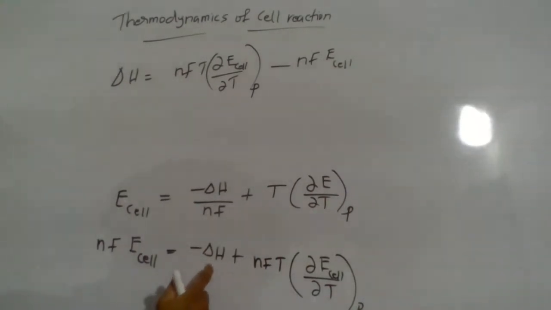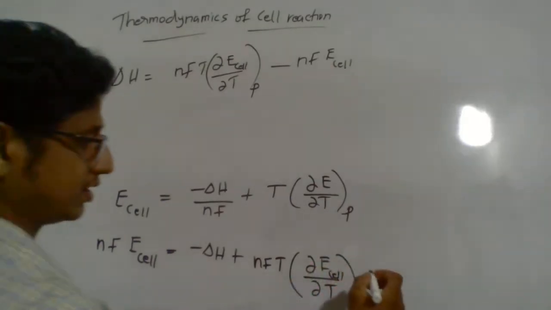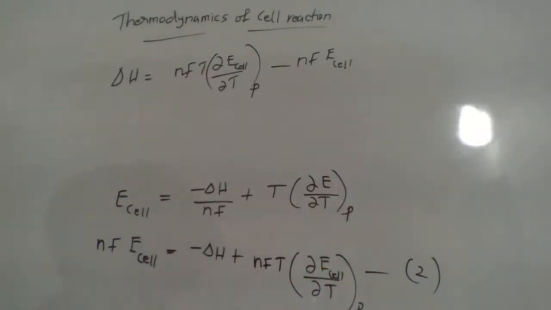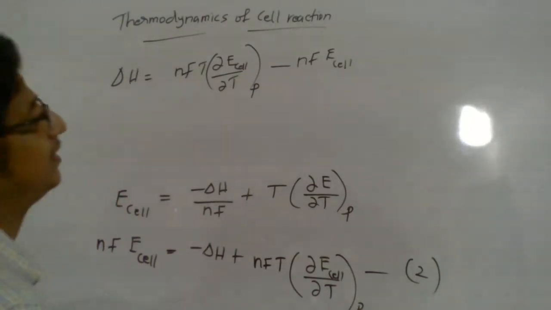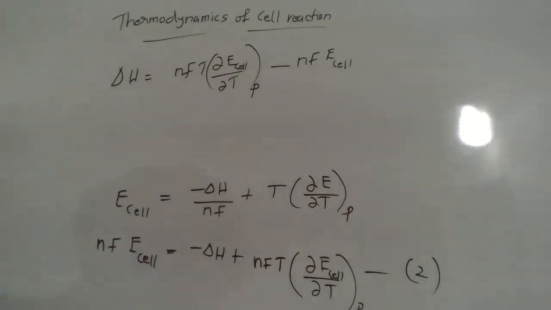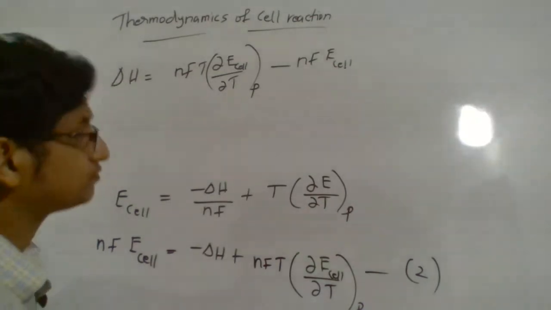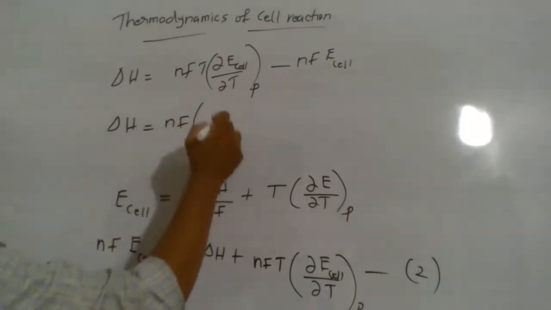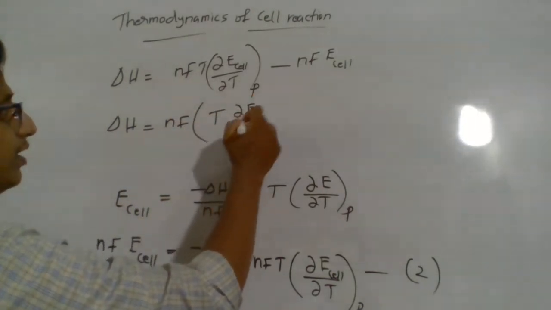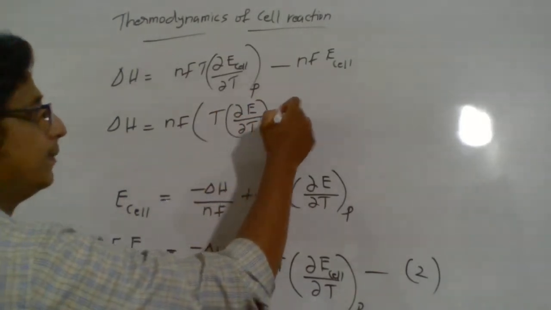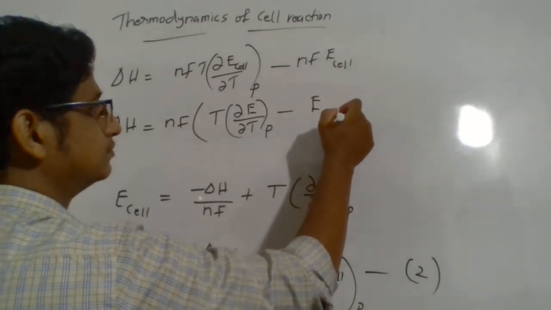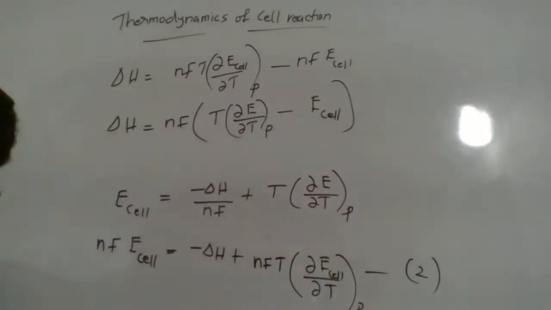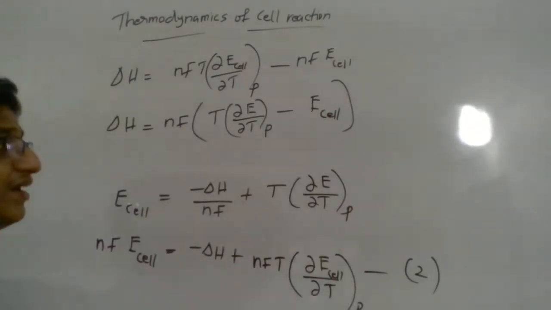Let us now have an equation for delta H from this equation. Let it be equation 2. So from equation 2 we have an equation for delta H. Delta H is equal to nF into T into dou E by dou T at constant P, minus nF E cell. Taking nF outside, delta H is equal to nF into T into dou E by dou T at constant P minus E cell. So this is the equation that you can remember to find delta H. Change in enthalpy is equal to nF into T into dou E by dou T at constant P minus E cell.